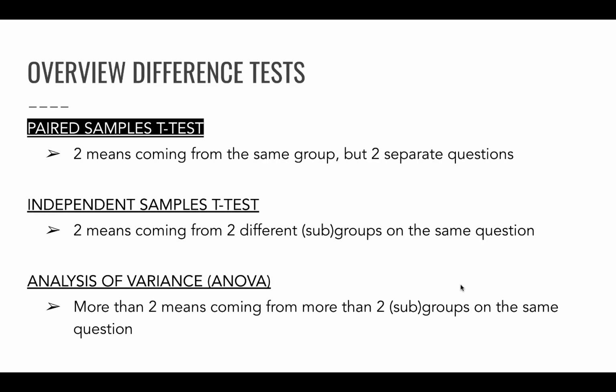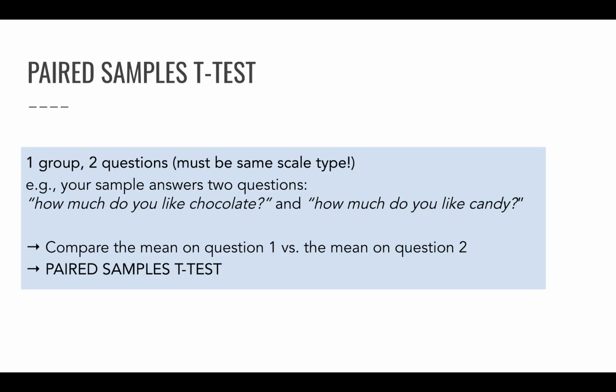So here are the 3 different tests that we use for differences. So the first one, paired samples t-test, is one test you use when you have 2 different means, so 2 different averages, coming from the same group, but coming from 2 separate questions answered by that same group. So let's start with that first one, the paired samples t-test.